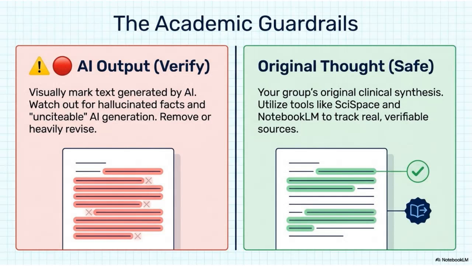I must emphasize that while AI is great for brainstorming, you must use guardrails. I want you to color code your draft: red for AI-generated text that needs verification, and green for your group's original clinical synthesis and real verifiable sources.